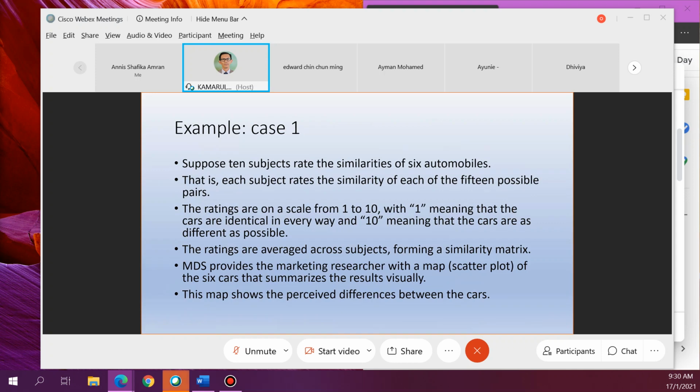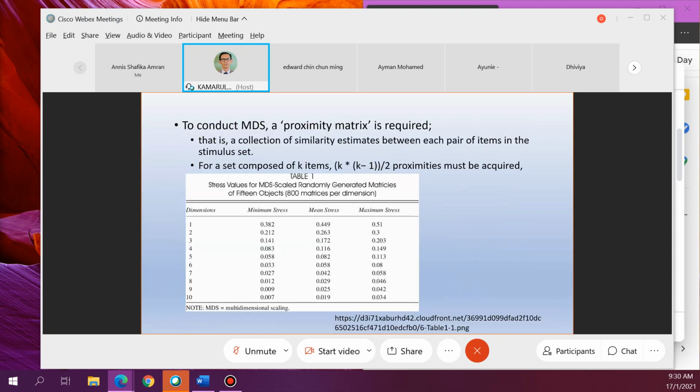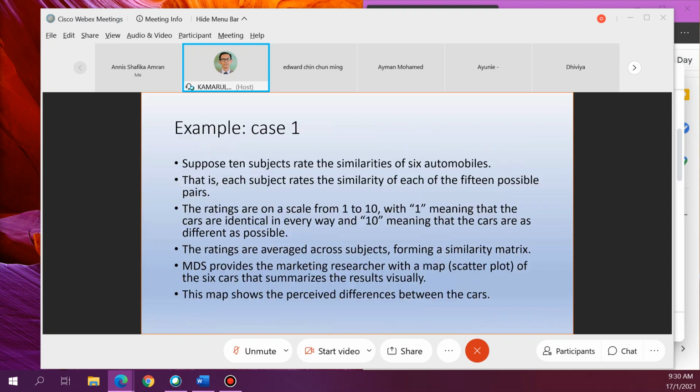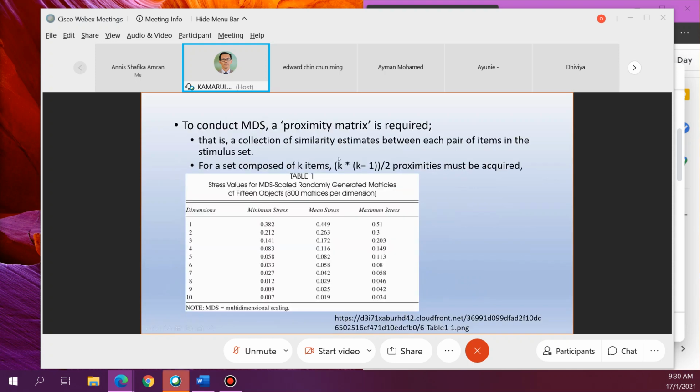Okay, this is some of the example. In case 1, suppose you have 10 people, and you ask them to rate similarities of 6 cars. Because there are 6 cars that you want them to find similarities for, how many pairs do they need to do?